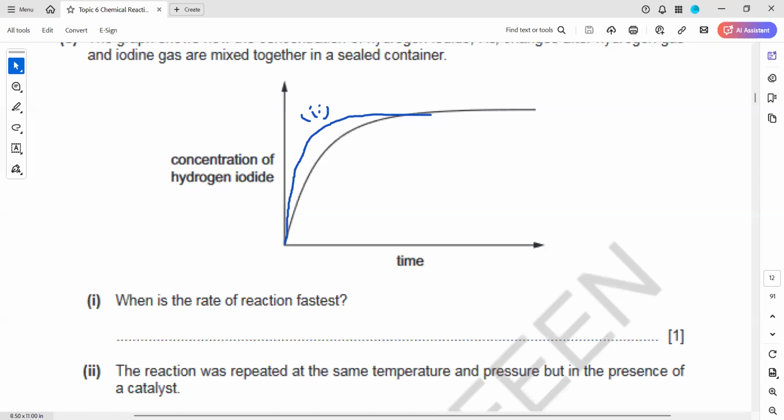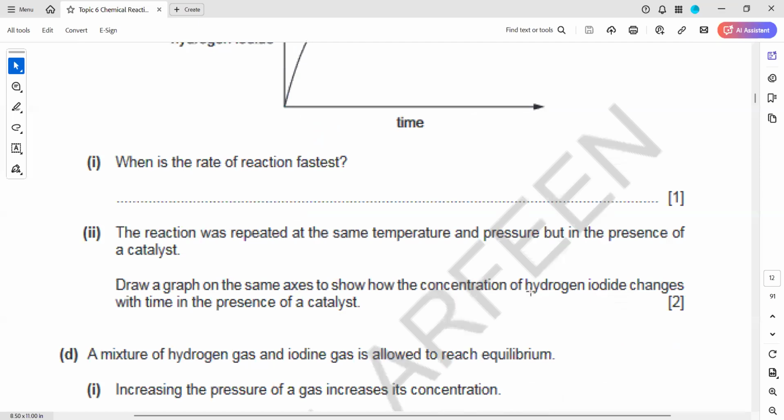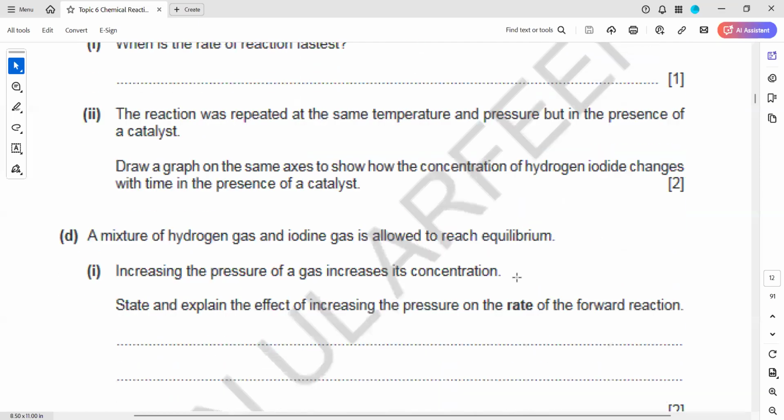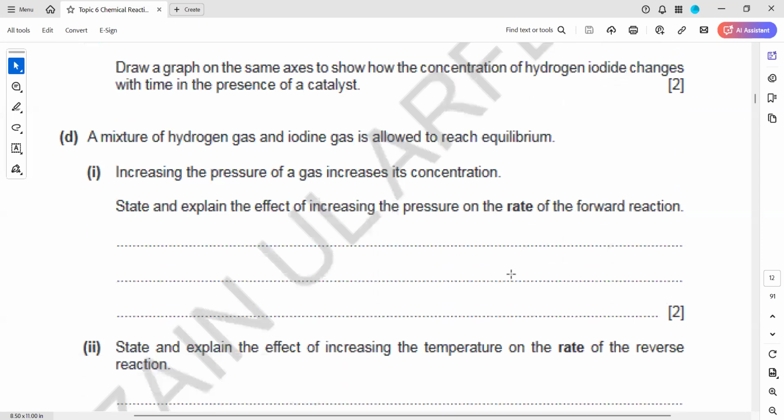Because a catalyst speeds up the reaction, it will be steeper, with a greater slope. The mixture of hydrogen gas and iodine gas is allowed to reach equilibrium. Increasing the pressure of a gas increases its concentration. State and explain the effect of increasing the pressure on the rate of the forward reaction. Rate always increases with pressure.